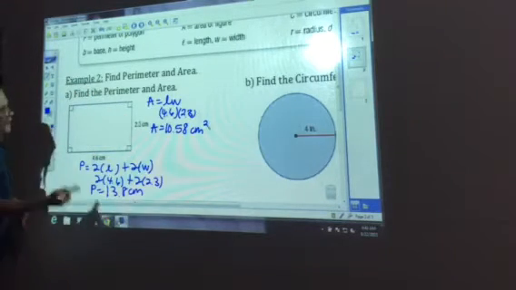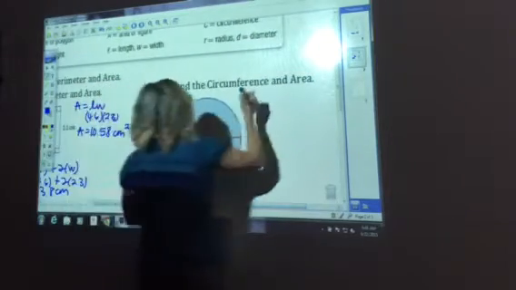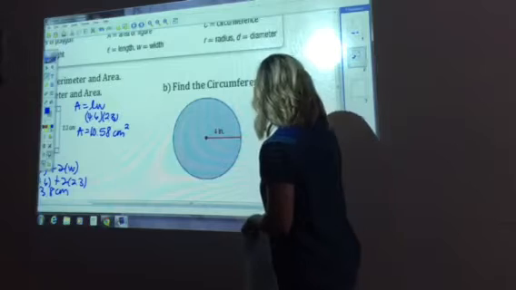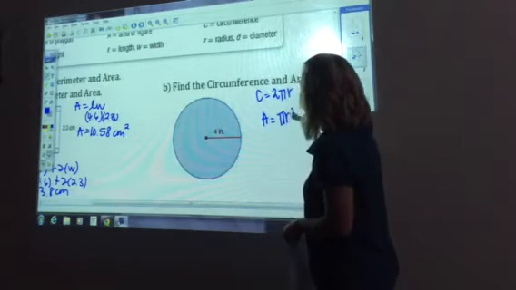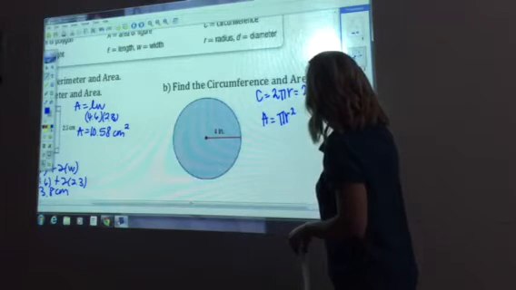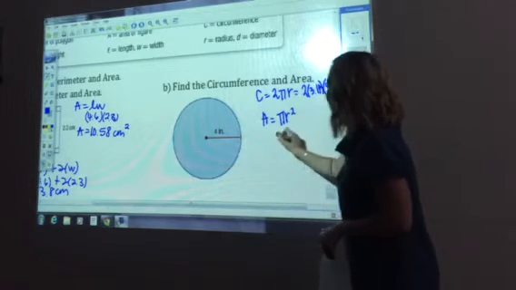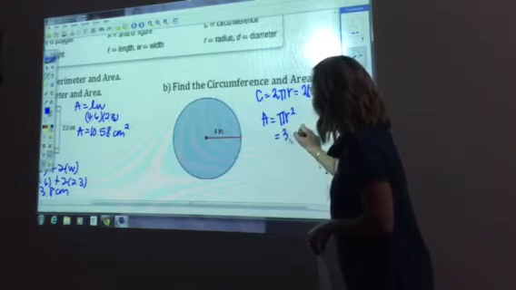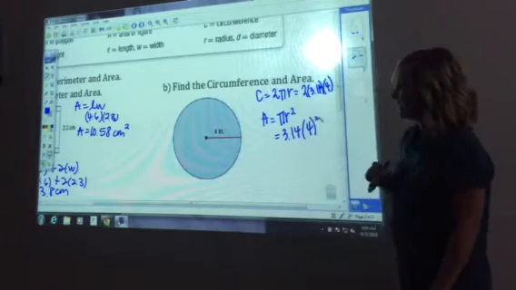Okay? All right, for the circle, find the circumference and area. Circumference is equal to 2 pi r, and the area is equal to pi r squared. I'm not going to finish this one, but you would have 2 times 3.14 times your radius, which is 4. For the area, you would have 3.14 times 4 squared, and that would give you the area.